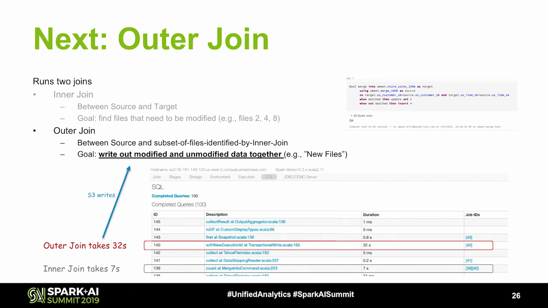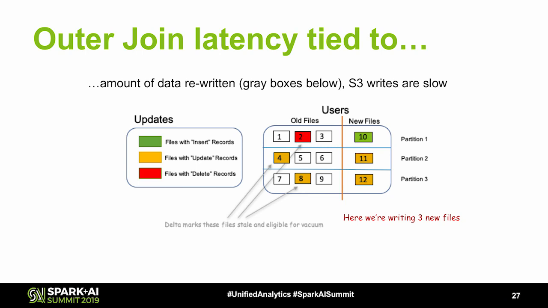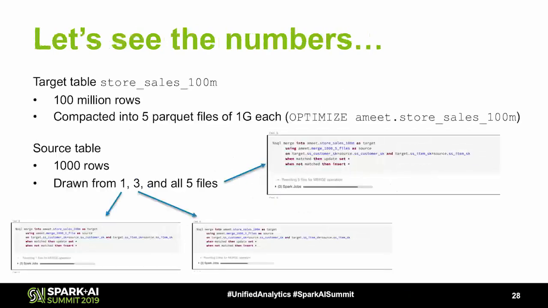So that's the inner join. Recall that merge runs two joins. The second one is outer. And the goal in the outer is to write out the mods to the target table. And as you can guess, its latency is tied to the amount of time it takes to write to cloud storage. So in this example, we're writing 3 files out. The time it takes for the outer join is bounded by the time it takes to write those files out, though that's the dominant time. Now, later on, you'll learn that it's writing more than 3 files, but for now, let's keep it simple.